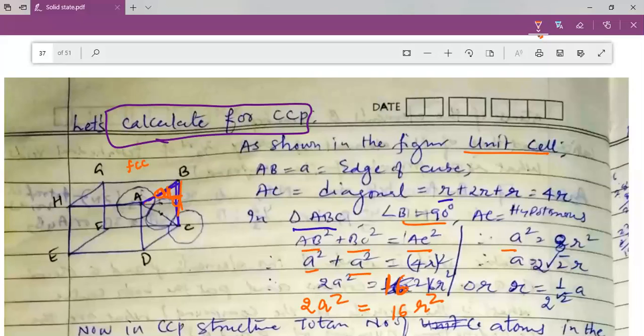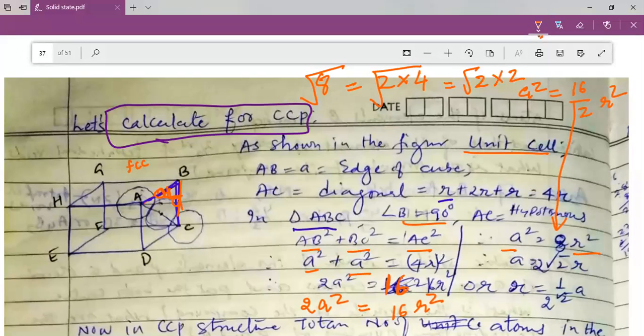Therefore, A square is equal to 16 by 2 R square, and 16 by 2 gives us 8. So I have written A square is equal to 8R square. Now we know that 8 is equal to 2 into 2 into 4. So the square root of 8 is the square root of 2 into 4, which is the square root of 2 multiplied by 2.